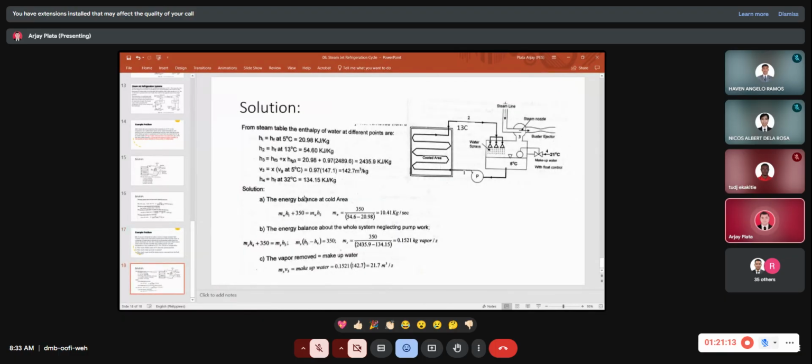So energy balance at cold area. So this is the cold area. So mass flow rate of water H1 plus yun yung pumapasok plus yung refrigerating effect na 350 versus dun sa lumalabas na at 13 degrees.